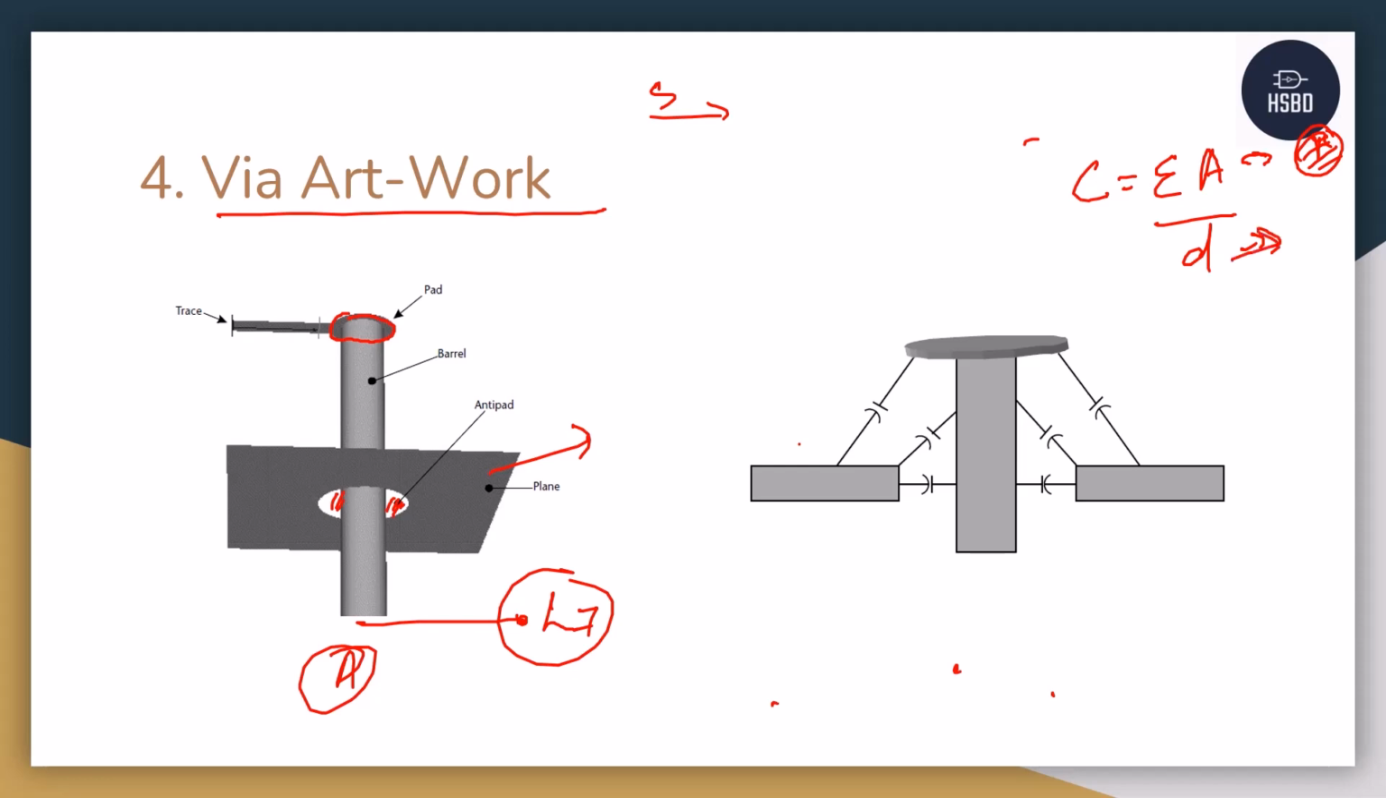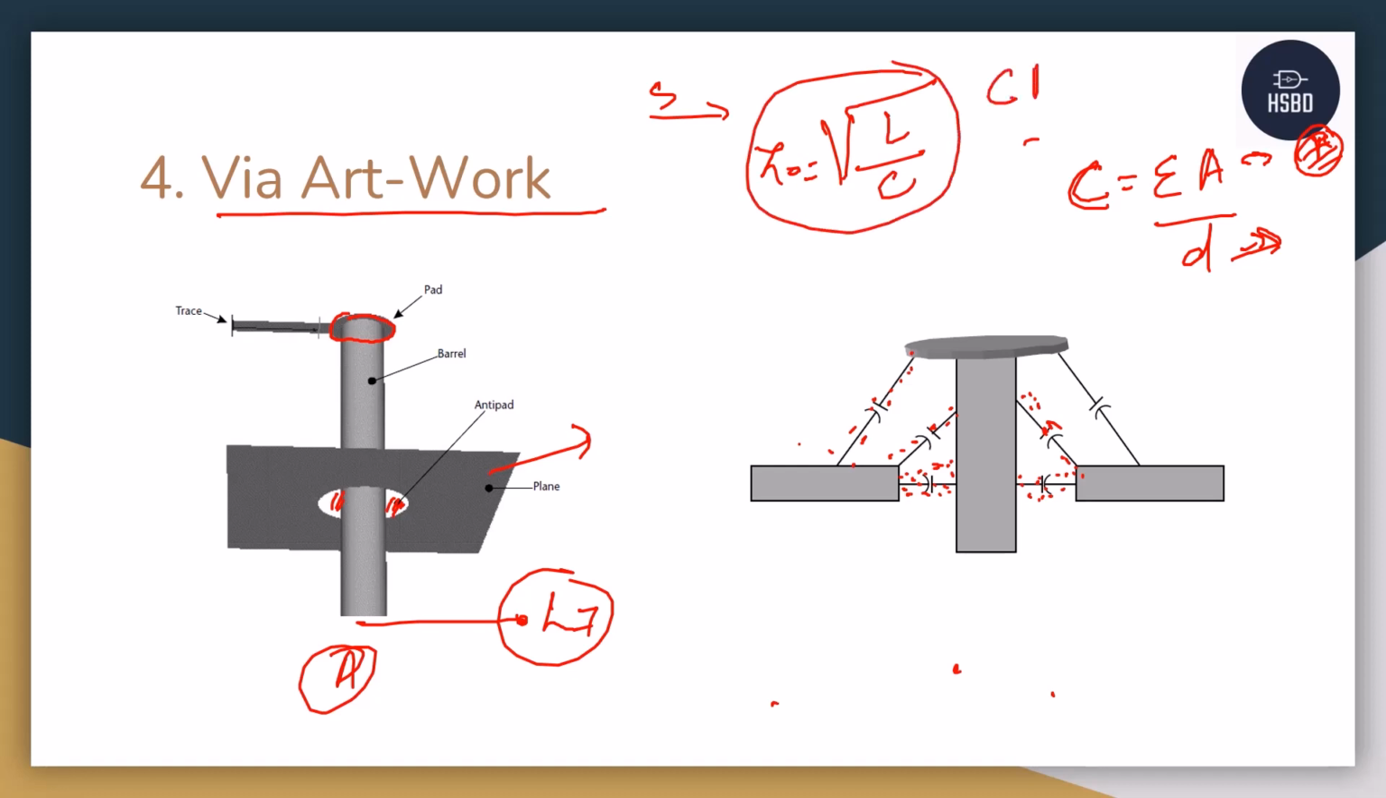Okay. Now just imagine this as a parallel plate capacitor. This particular area is acting as a parallel plate capacitor. This area is acting as a parallel plate capacitor. This area is also acting as a parallel plate capacitor. All these areas act as parallel plate capacitors. Now it will be much easier for you to understand. So the C value I have already known, and Z naught is square root of L by C. That means if the capacitance increases, my impedance will go down.